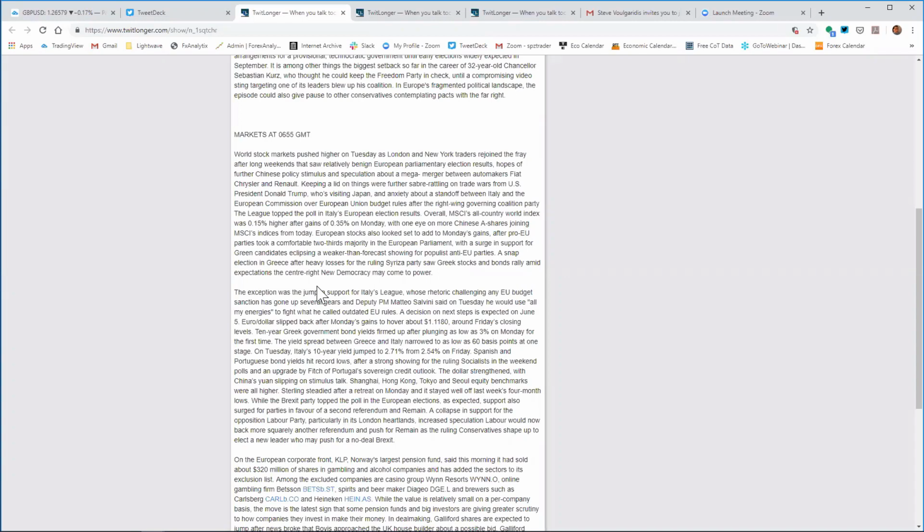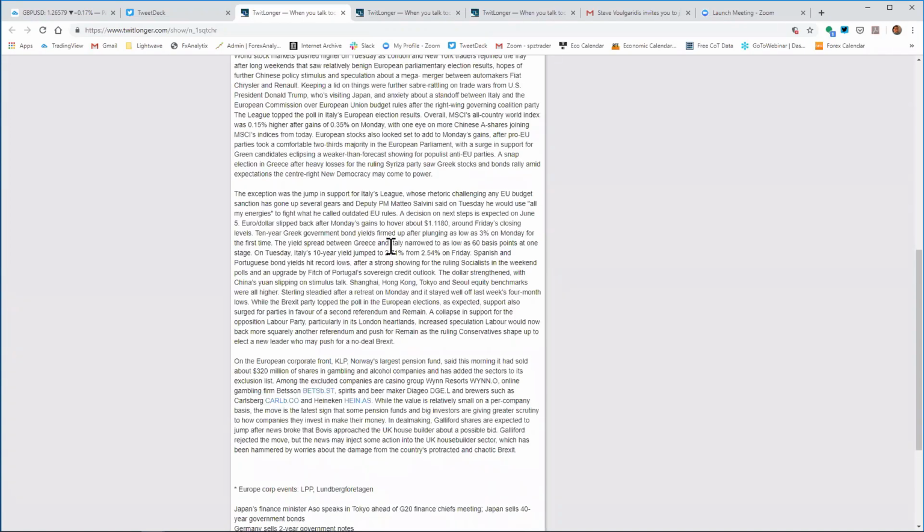The exception to the support was Italy's League, where rhetoric challenging an EU budget sanction has gone up several gears, as Deputy Prime Minister Matteo Salvini said on Tuesday he would use all energies to fight what he called outdated EU rules. A decision on next steps is expected on June 5th. Euro-dollar slipped back to around 1.1180, around Friday's closing levels. 10-year Greek bond yields firmed up after plunging as low as 2.9% on Monday for the first time. The yield spread between Greece and Italy narrowed to as low as 60 basis points at one stage.